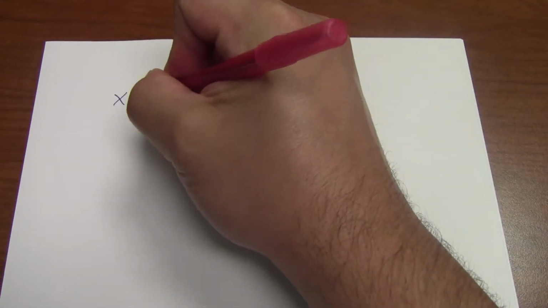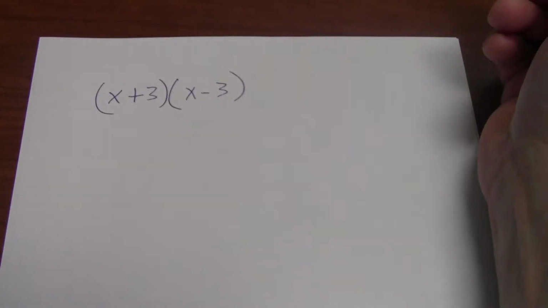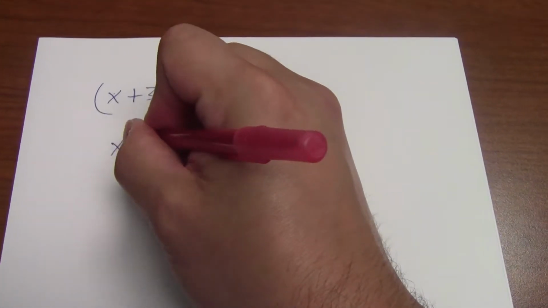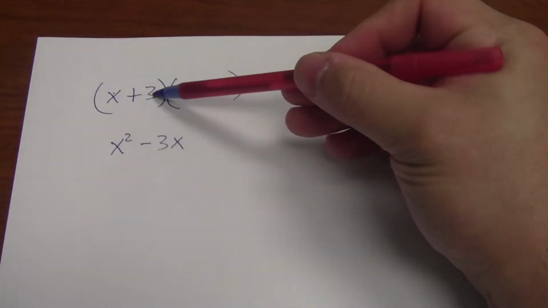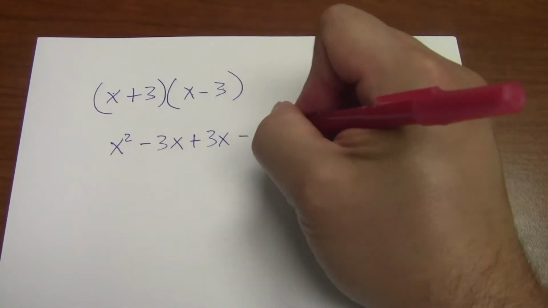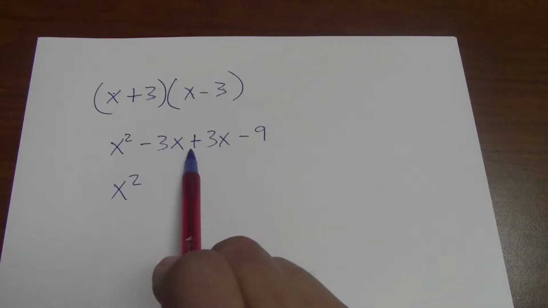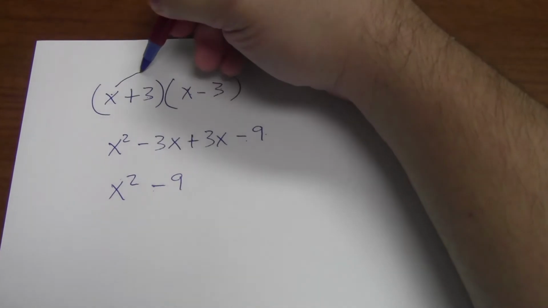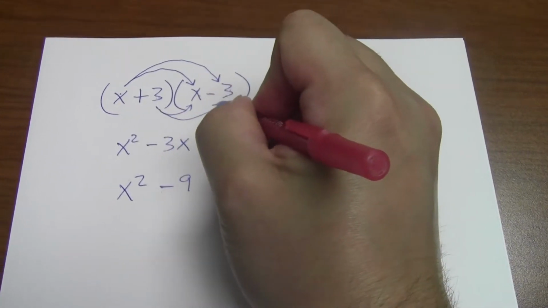All right, x plus 3, x minus 3. If you see something like this, all they want you to do is FOIL. So x times x, x squared, x times 3, negative 3, negative 3x, 3 times x, it's 3x, 3 times negative 3, negative 9. x squared, negative 3x plus 3x is just 0, it cancels out. So I'm left over with minus 9. FOIL. This one, and then opposite. Opposite.